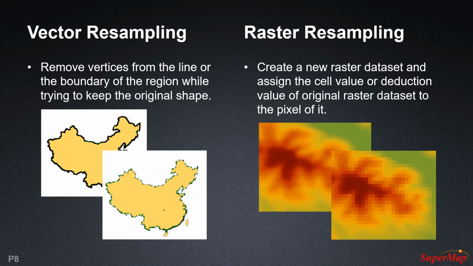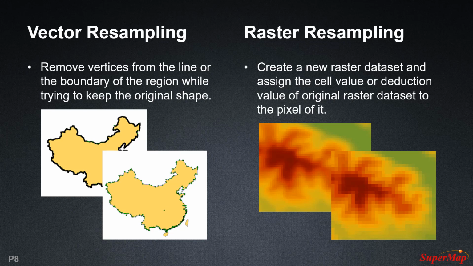Okay, so let's talk about resampling for a moment before we move on to topology. Now, vector resampling first. So what this resampling does is that it removes vertices from the line or the boundary of the region while trying to keep the original shape. But what happens is that resampling is inevitably going to reduce the accuracy of the data. And the second important thing is that it is not reversible. So that is something that you should keep in mind.